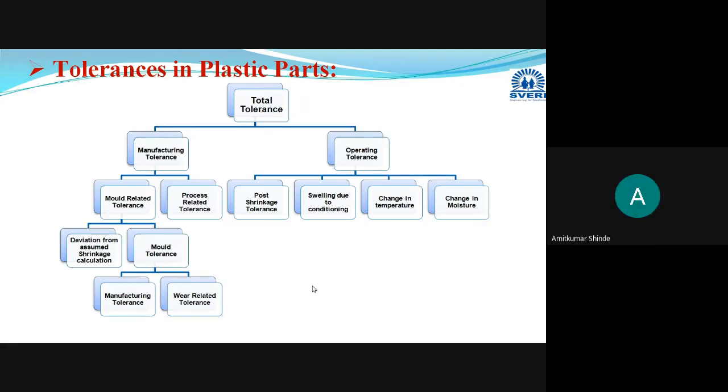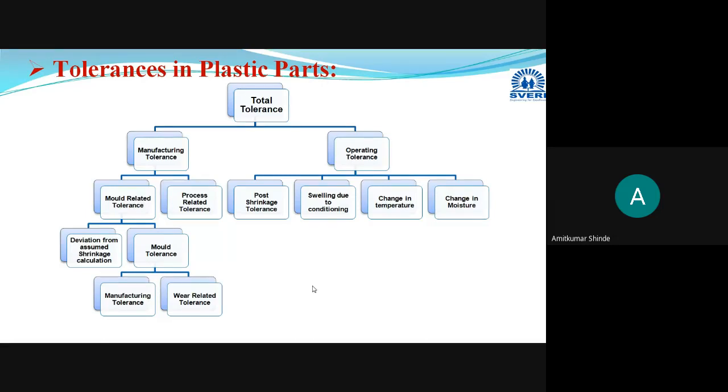Good afternoon, all. Now, from the last few sessions, we are discussing the design of plastic parts. In today's session, we are going to discuss the tolerances and allowances in plastic parts.